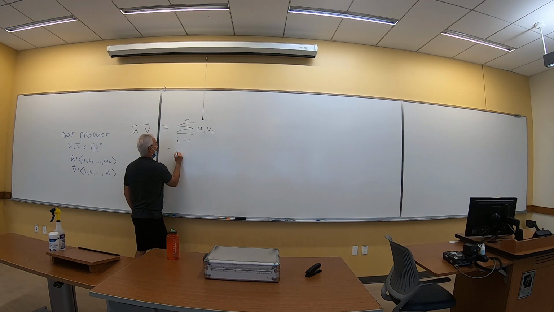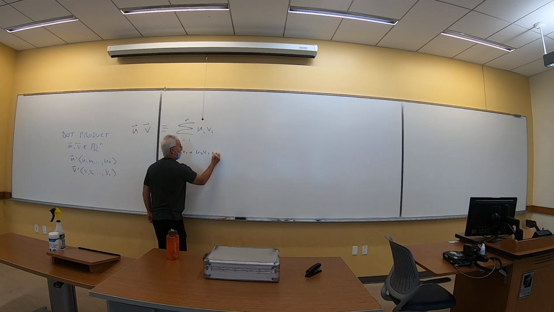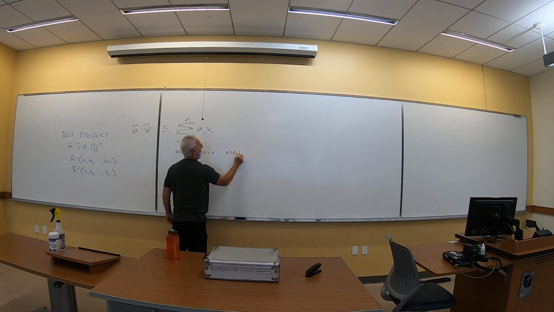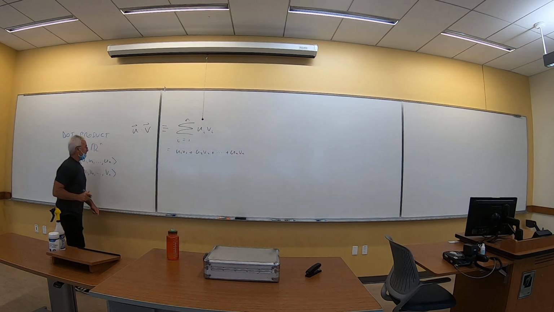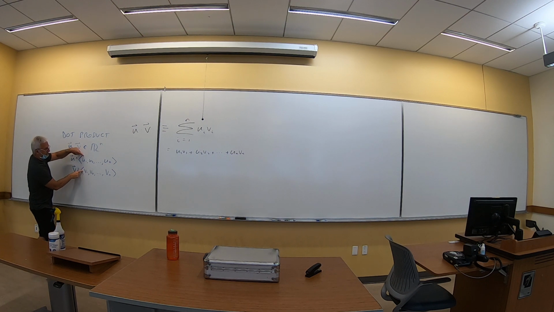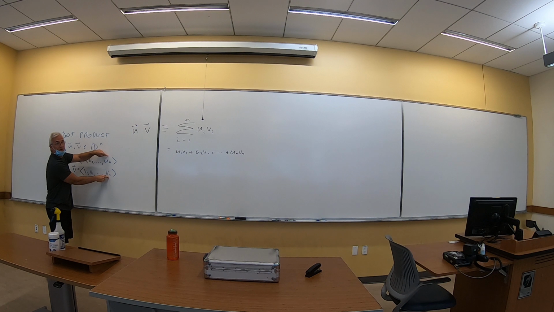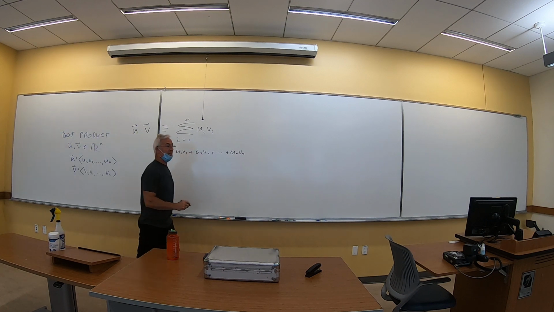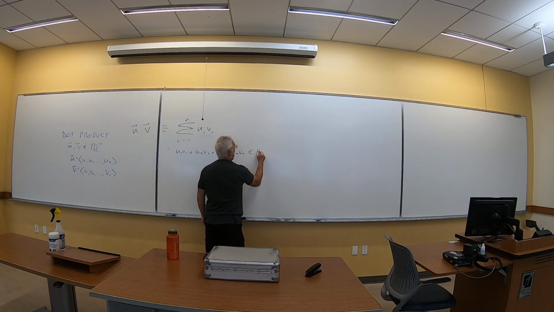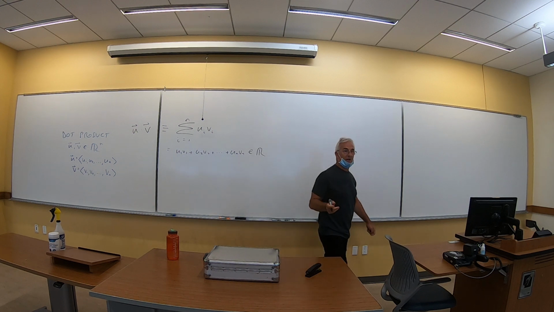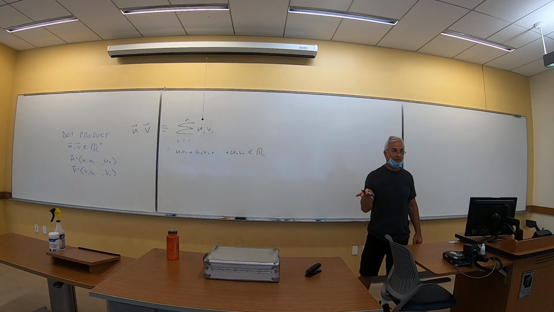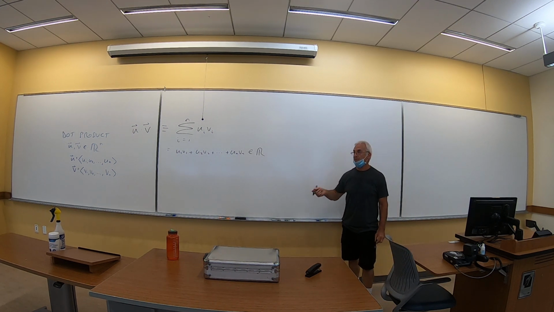So what is this? Well, this is u1 v1 plus u2 v2 plus all the way to un vn. So what I'm doing is taking this product plus all the way down the line, finishing with the last one. This is a real number. This is a scalar. This is not a vector answer. So a dot product produces a scalar.